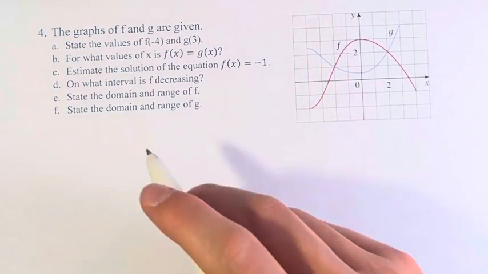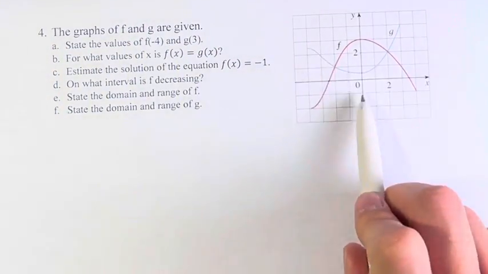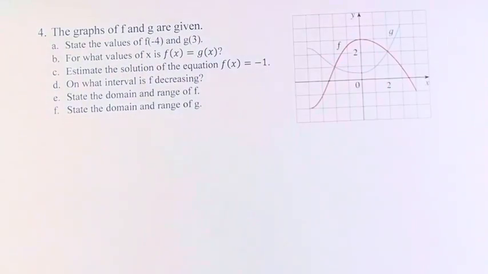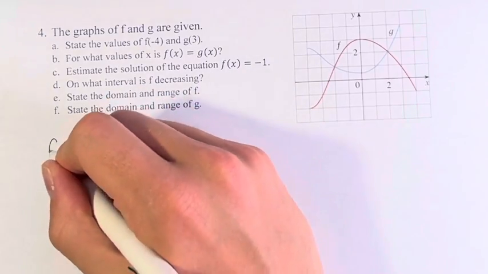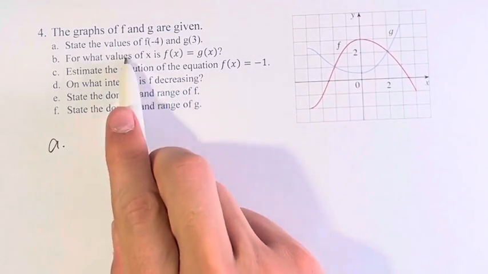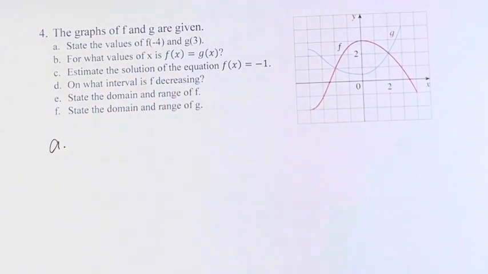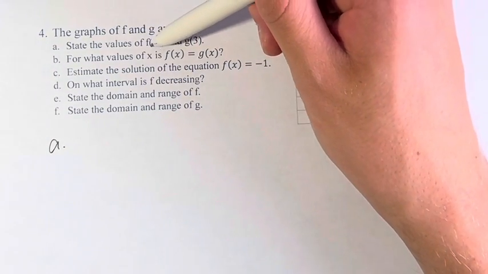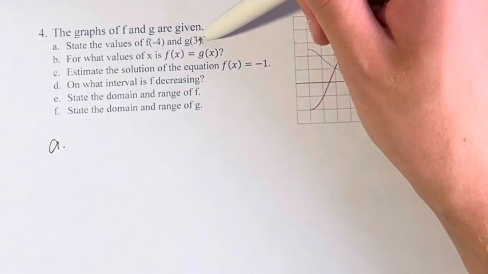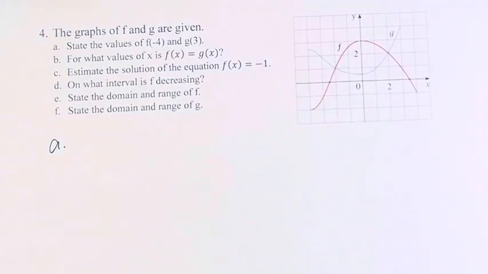In this problem, we're given the graphs of f and g right here, and we're asked some questions about it. So first, for a, we're looking to state the values of f of negative 4 and g of 3. What this means is the value of the function when x is equal to negative 4, and for this one, when x is equal to 3.